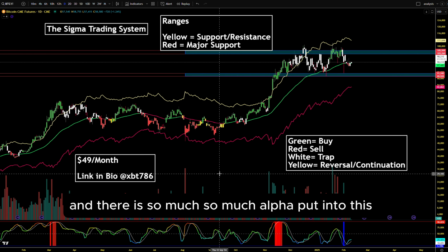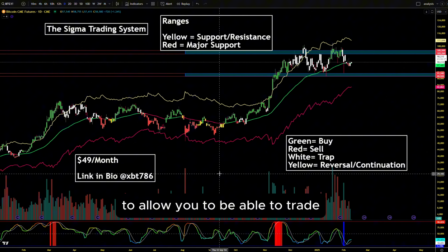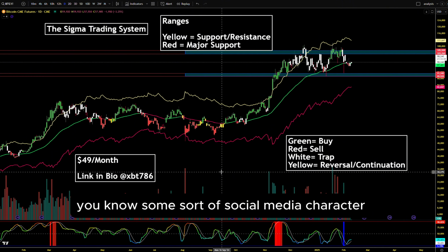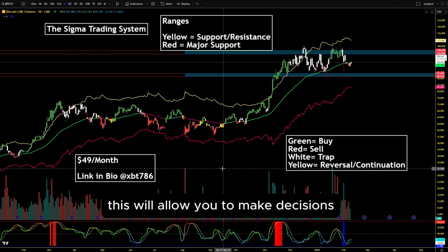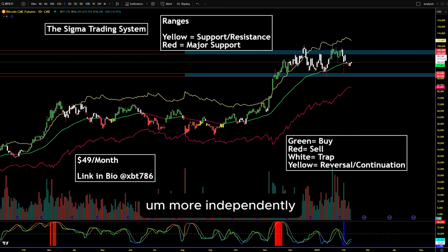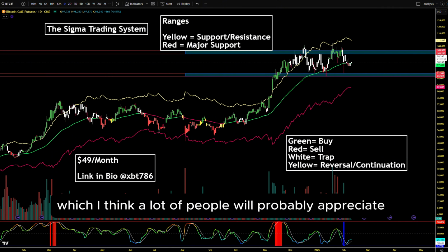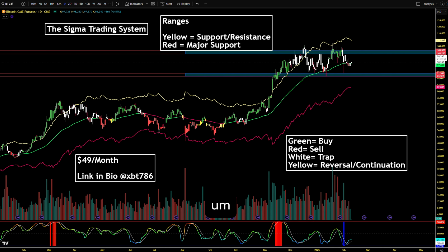There is so much alpha put into this, where the whole goal is to allow you to trade independently, not rely on any type of news events, not rely on some sort of social media character or influencers, or any of that. This will allow you to make decisions more independently, which I think a lot of people will probably appreciate. So let's go ahead and take a look at a few stocks.